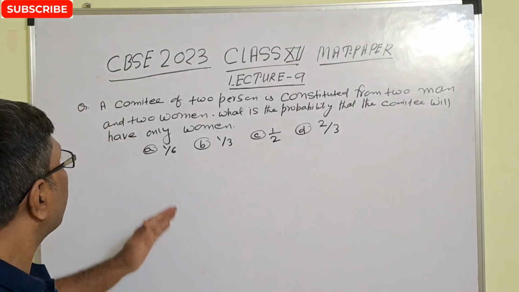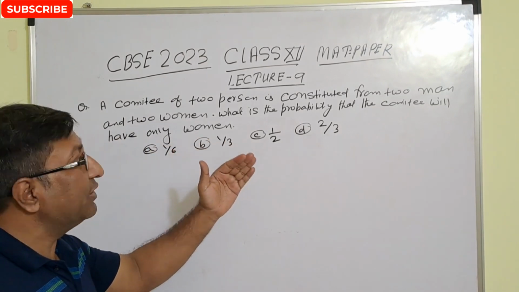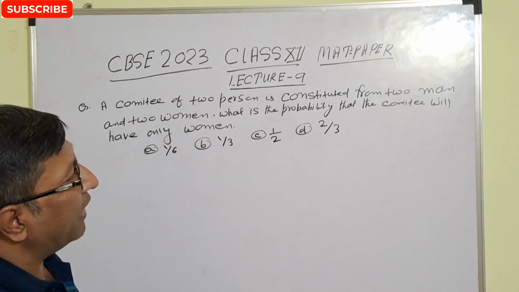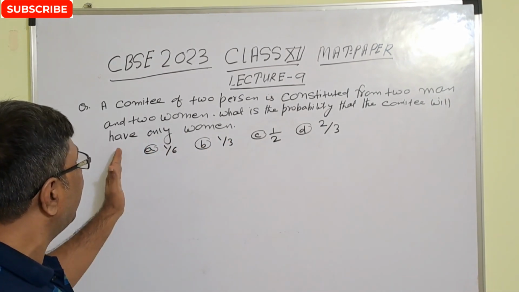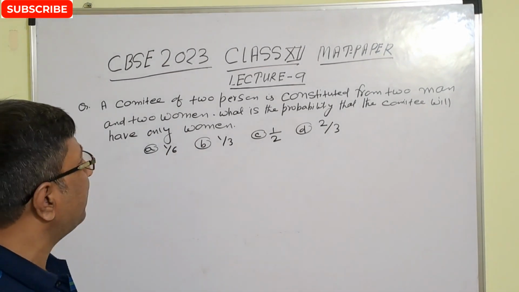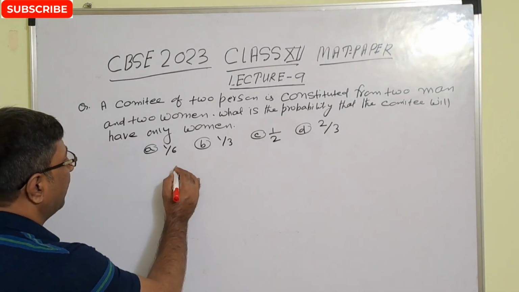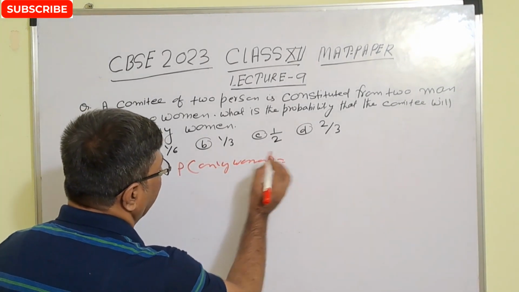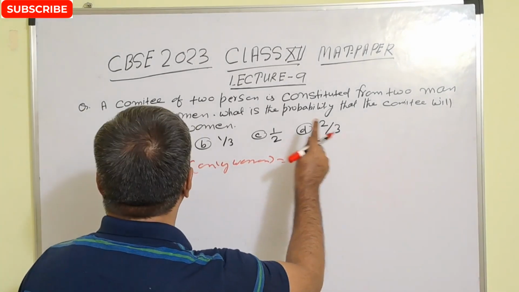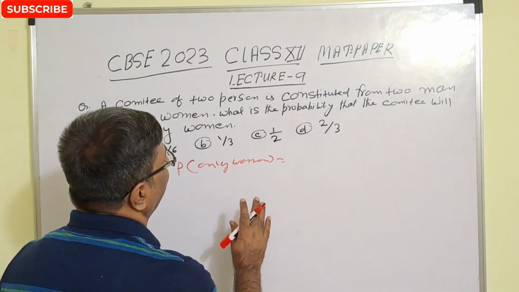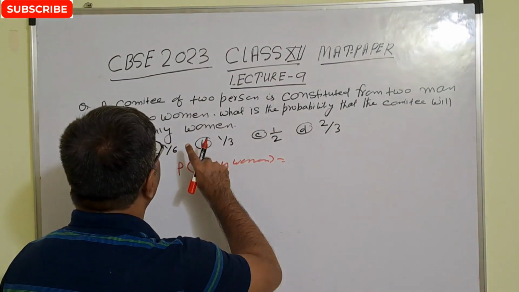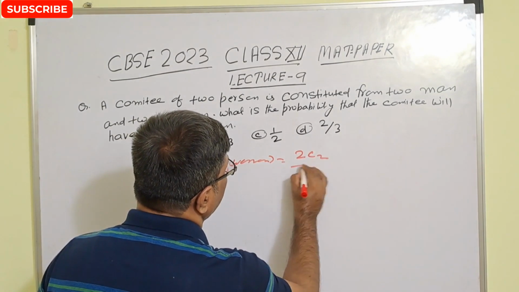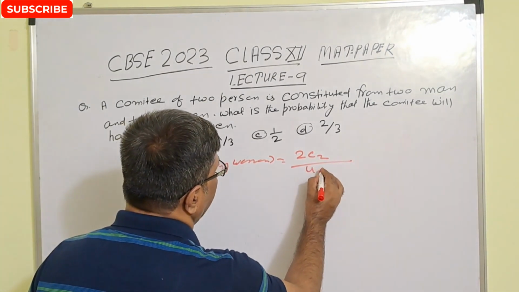See the question. A committee of 2 persons is constituted from 2 men and 2 women. What is the probability that the committee will have only women? For this type of question, the simple technique is: probability that only women equals what? Total is 2 men and 2 women, that is total 4. And we need the committee to have only women, so women how much? 2. So we want 2C2, this is favorable. And total is 4C2.